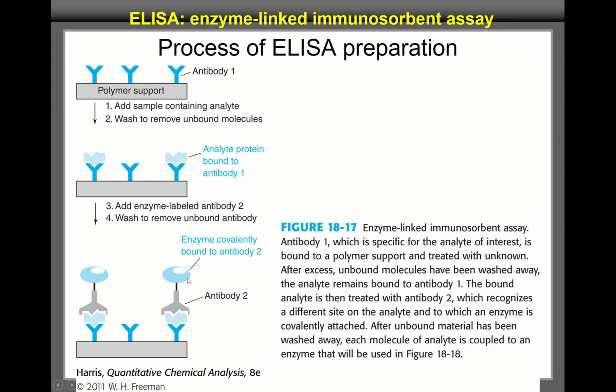And very interestingly, this antibody 2 binds this unrelated protein, but on the other side. The protein is a very large molecule, and on one side it is bound to antibody 1, but the other side is bound to antibody 2, which is covalently bound to the enzyme. This enzyme. And then what?